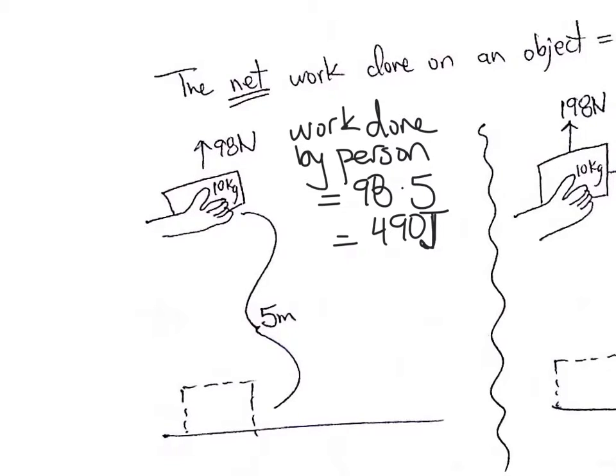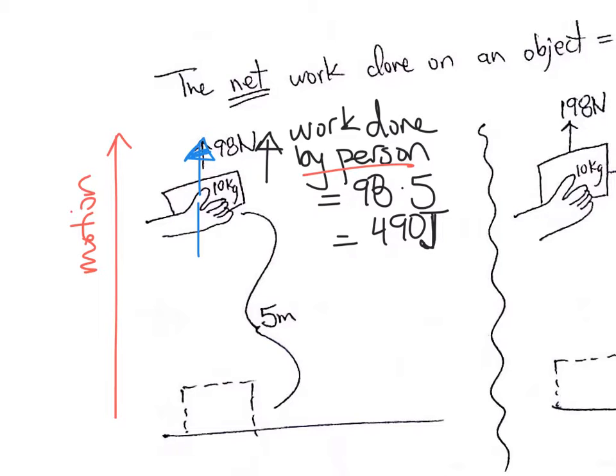All right. And so notice how the force that they're exerting is in this direction, and the direction of motion is in this direction. So we can say this is motion. So that's the work done by the person. But this box has more than one force acting on it. So we have the lift by the person, but we also have weight. So gravity's pulling down. So we can also talk about the work done by gravity.